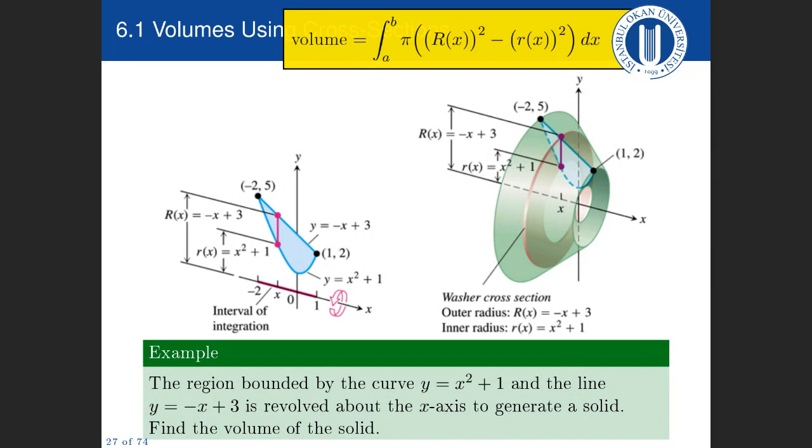Now, from this picture, we can gain a lot of information. It tells us that these two curves intersect when x is minus 2 and when x is 1. So our interval of integration is going to be between minus 2 and 1. Okay, minus 2 there, 1 up there. We need to know the outer radius and the inner radius.